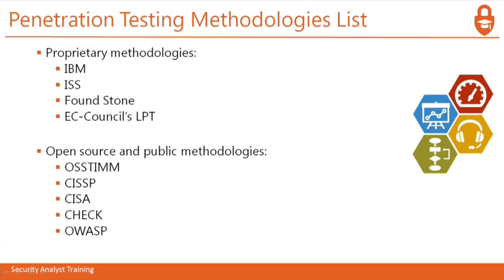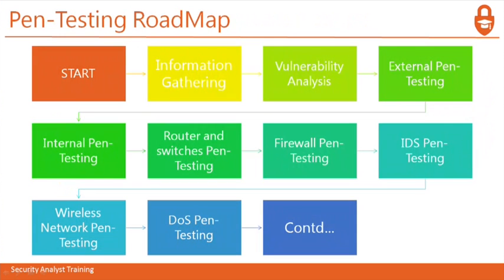So let's look at the proprietary methodologies. As you know, there are many organizations that work on penetration testing, and they all offer services and certifications, right? So there's a lot of them out there. These network security organizations have their own methodologies that are kept confidential, and some proprietary methodologies, for example, IBM, ISS, which is the Foundstone, EC-Council, LPT. NIST is an open source and public methodology you should be aware of. And there's a wide range of methodologies that are publicly available, such as the OSSTMM, the CISSP, CISA. This list keeps on going on. So you can go in and research on this also on your own time.